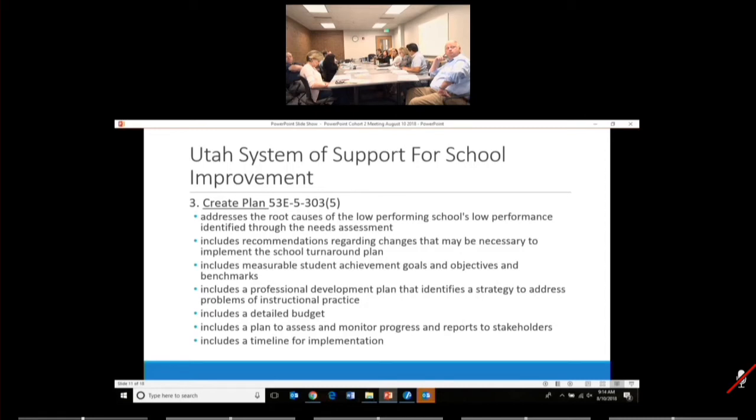It says that it addresses the root causes of the low-performing schools' low performance identified through the needs assessment. That means that if it's listed as a root cause in that school, there has to be a piece of that plan that addresses it. It includes recommendations regarding changes that may be necessary to implement the school improvement plan, measurable student achievement goals, objectives, benchmarks, a professional development plan, a detailed budget, a plan to assess and monitor progress, and a timeline for implementation. So those are the pieces that are required.